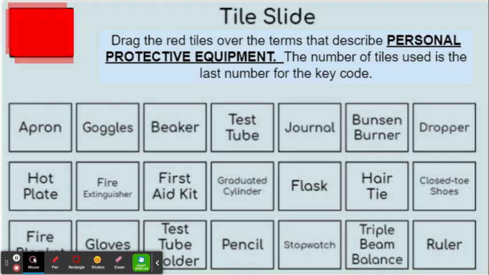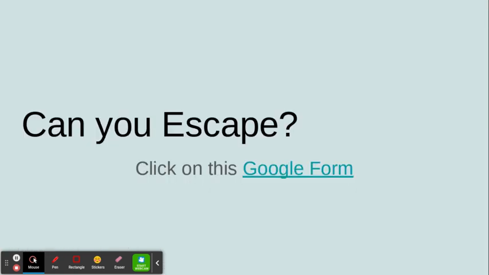And then the last one, you're dragging the red tiles over the terms that describe personal protective equipment. So personal protective equipment for yourself, the number of tiles will be the last number for the code. So there's a bunch of them. So if you're protecting yourself, that's what you're going to use.